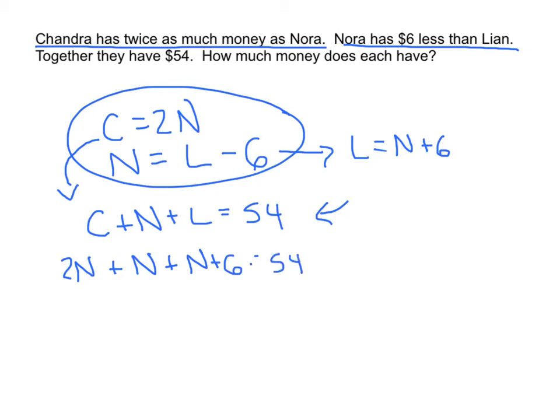So to solve, combine your like terms. You're going to have 4n plus 6 equals 54. And you should be able to find out how much each person has from that equation.